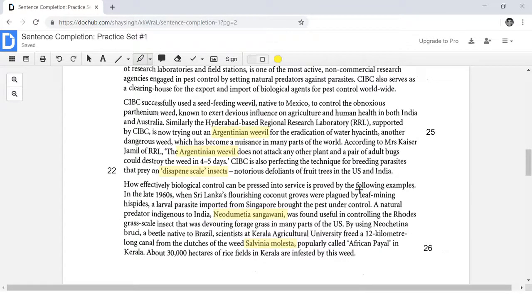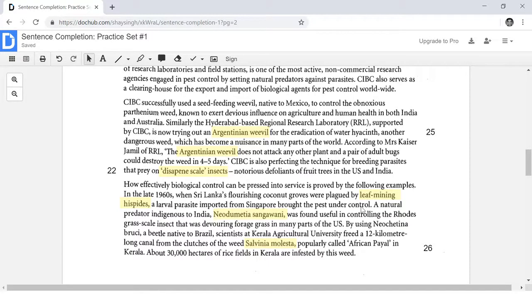Okay, so that one was not a proper noun. So always look for keywords that have proper nouns first, guys. That's going to make your job much easier. Let's read this sentence. It says, in the late 1960s, when Sri Lanka's flourishing coconut groves were plagued by leaf mining hispides, a larval parasite imported from Singapore brought the pest under control.